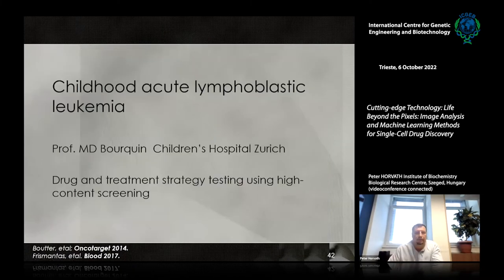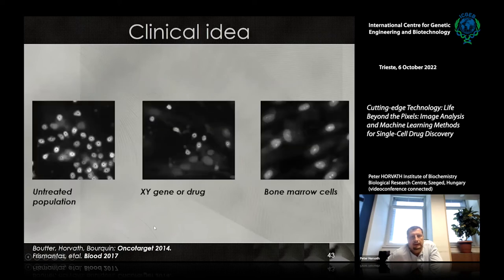And now I would like to show you a couple of applications. First, one application where we work on leukemic children's blood samples to find the best drug. We do it together with the Children's Hospital in Zurich with Jean-Pierre Bourquin. The idea is that we take bone marrow samples, we take leukemic cells, and we put the leukemic cells on top of the bone marrow, and then we treat the culture with drugs or potentially siRNA. And we are interested in the effect.